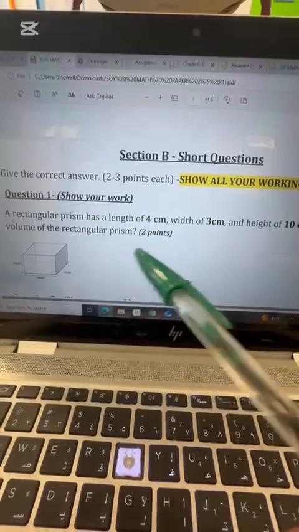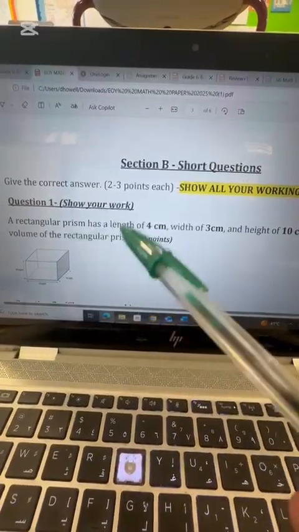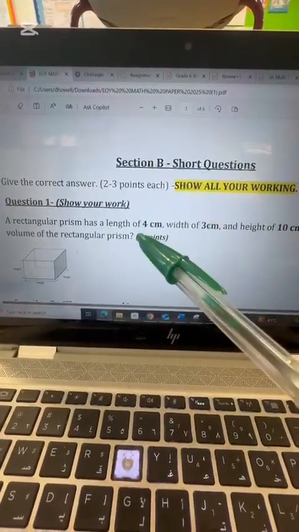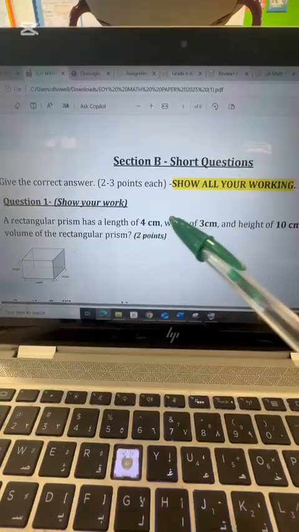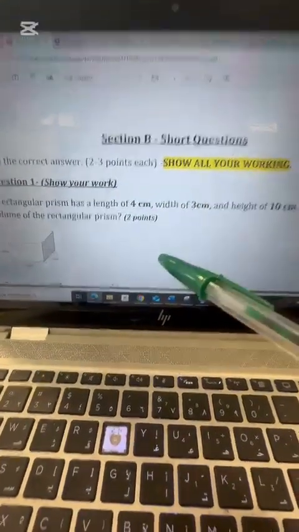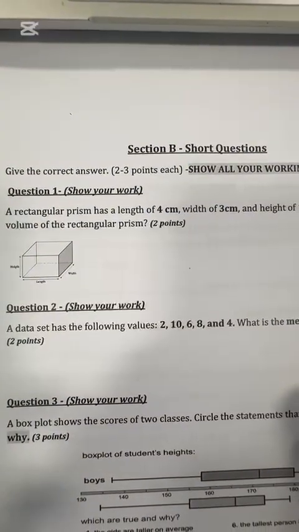Section B, short questions. You must give the correct answer. Most of these questions are valued 2 to 3 marks. You must show all working. Number 1 in section B.